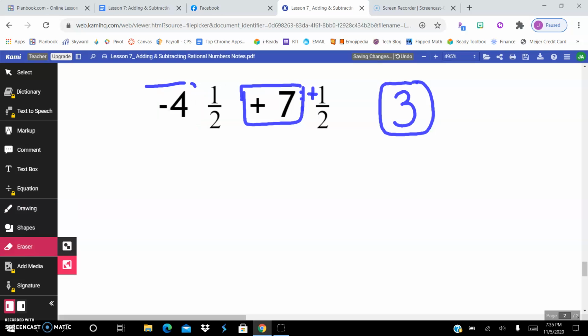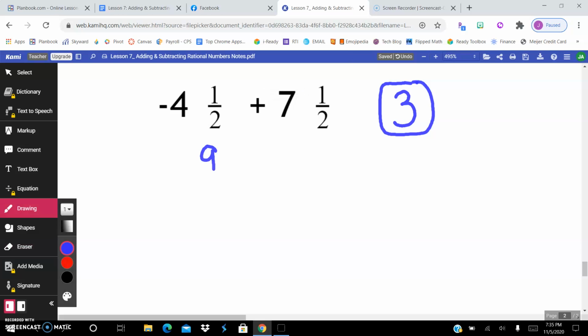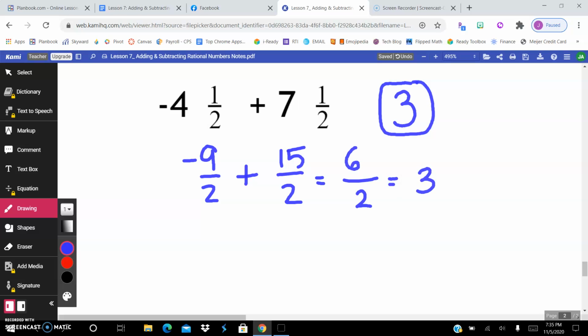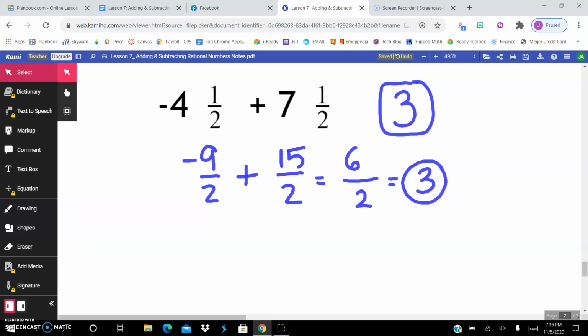Now if I made these improper, I would have -9/2 plus 15/2. So I could carry over that denominator of 2. And then -9 plus 15 is 6. And 6/2 is the same thing as 3. So whichever way you look at it, whichever way is easier for you to understand, is fine with me on how you are going to solve those.